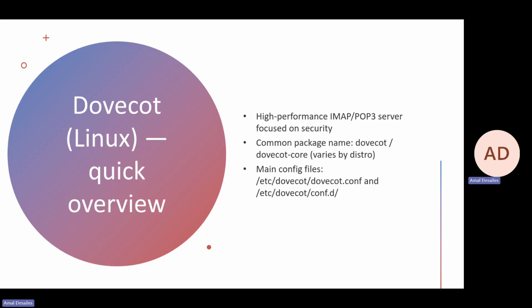All right, so Dovecot overview. Dovecot is one of the most widely used IMAP and POP3 servers on Linux. It is designed with performance and security in mind. The configuration lives in /etc/dovecot, with the main file being dovecot.conf and modular configs under conf.d/. It is easy to install and configure with your package manager, and it is what we will use to expose port 993.